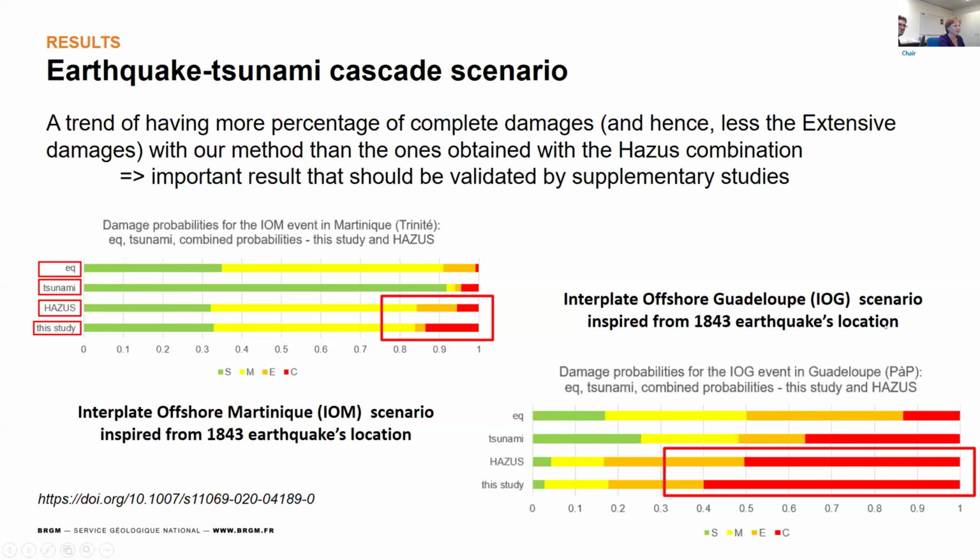We have the same conclusion for Guadeloupe Island, and for the same earthquake, 1843. Here we have much more damages, because we are just zooming on the area very impacted by the tsunami. But the conclusion is almost the same for the HAZUS addition of the probabilities. We have almost just a summation of the collapse from earthquake and collapse from tsunami. And in our study, we have a much higher percentage of complete damages and a lower percentage of extensive damages.